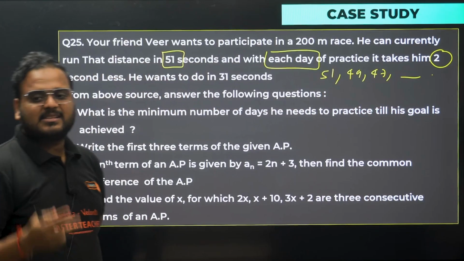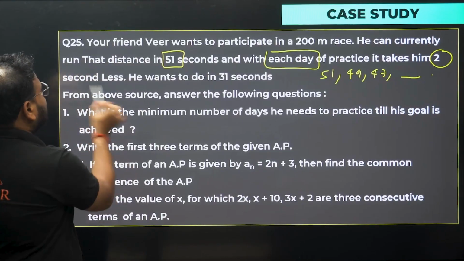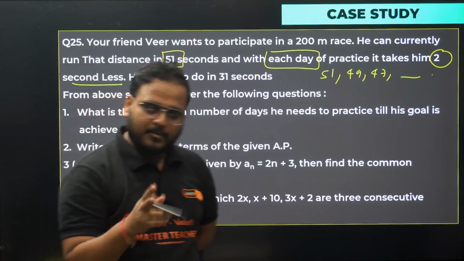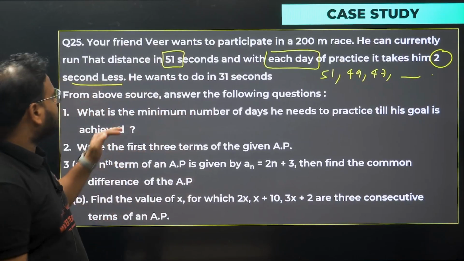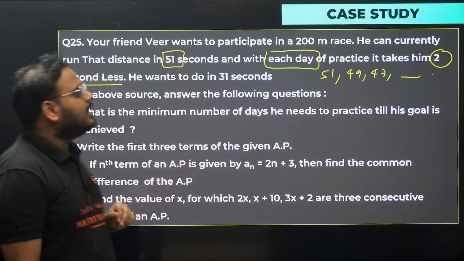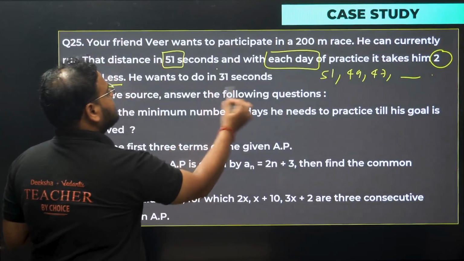Every day he practices and reduces the time by 2 seconds. It takes him 2 seconds less. Okay. From the above source, answer the following questions. What is the minimum number of days he needs to practice till his goal is achieved? What's his goal? The goal is 31 seconds.